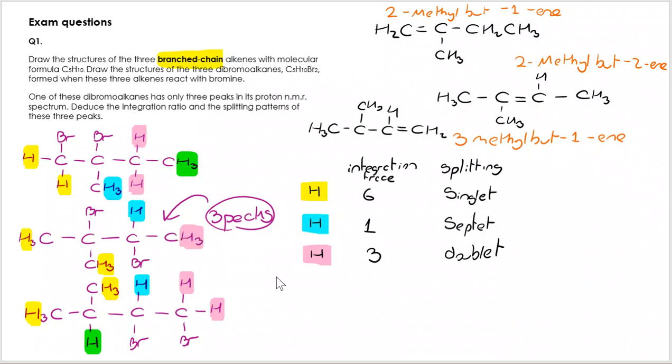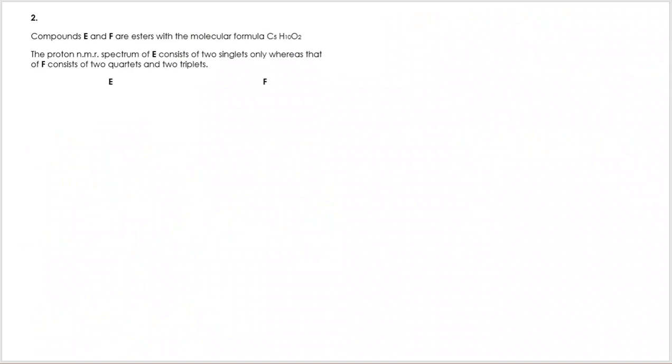The pink, I've got one neighbouring non-equivalent on the next door carbon, so that's going to be a doublet because it's 1 plus 1. If I go to this hydrogen, the blue one, I've got 3 non-equivalents to the right of me and 3 non-equivalents to the left. That's 6 in total. 6 plus 1 takes us to a splitting of 7, and there we would get a septet. Another question for you to try.